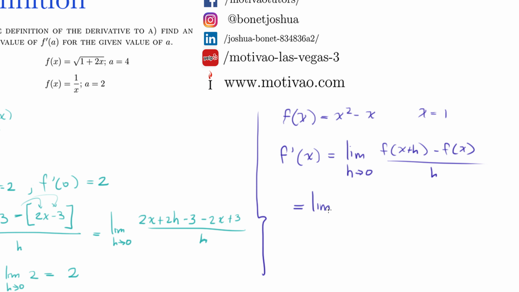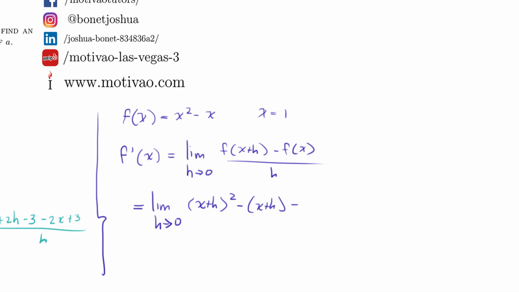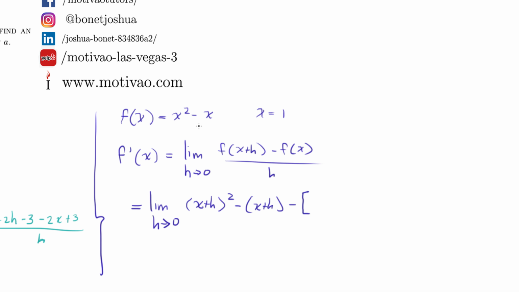which is the limit when h approaches 0. Now again, for every value of x, I'm going to substitute x plus h. So it's going to be (x plus h) squared minus parentheses x plus h minus. And again, don't forget the big bracket in this step. I'm going to write everything that is f of x, so in this case x squared minus x over h. So this becomes the limit when h approaches 0.